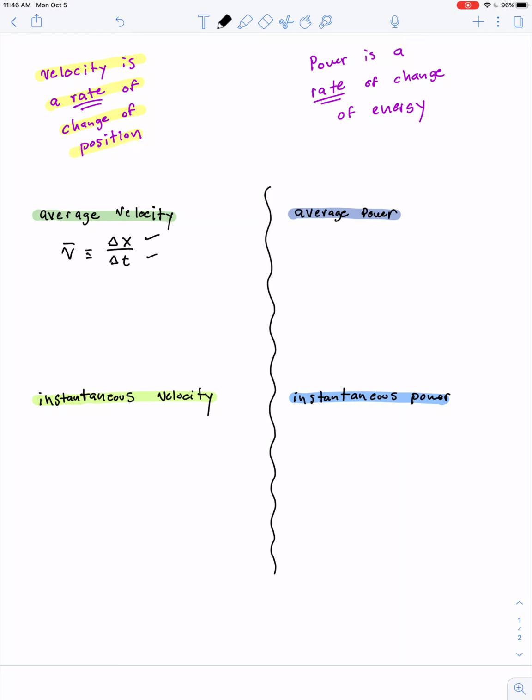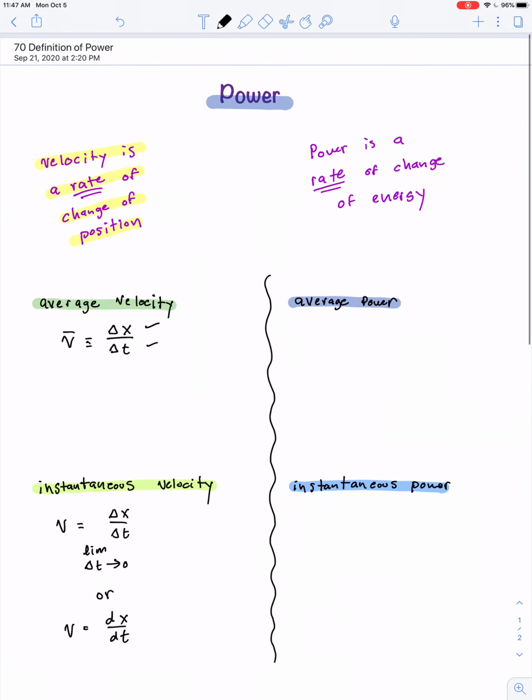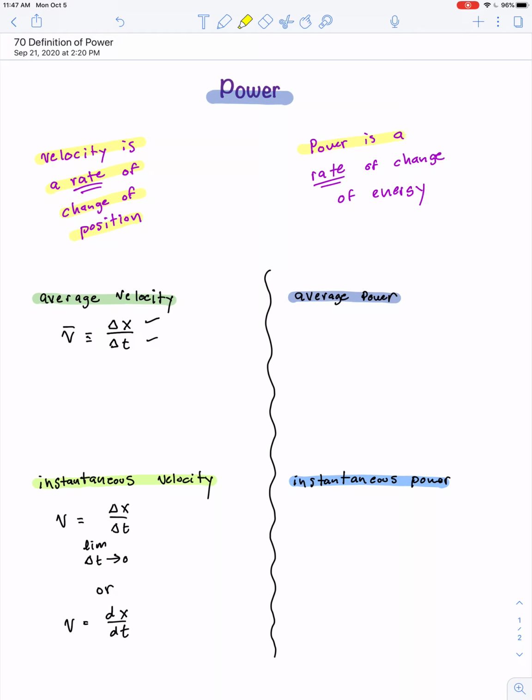Instantaneous velocity is equal to, well, really the same quantity in the limiting case where the time interval gets less and less and less and ultimately approaches zero. Or in that case, we say velocity then is equal to the derivative of position with respect to time. Okay, well, in a similar vein, power is also a rate of change. It's not the rate of change of an object's position, it's the rate of change of an object's energy.